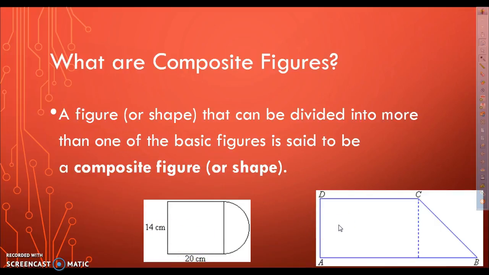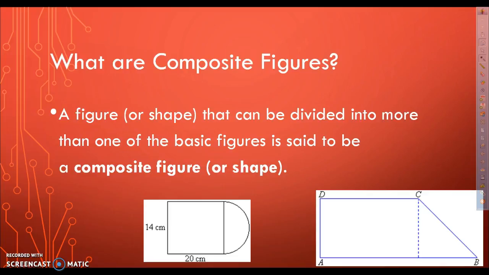Likewise, on the figure on the right-hand side, we have two different shapes. On the left side of this figure, we have a rectangle over here. And then on the right side, we have a triangle over here. So we can find the total area of this figure by finding the area of this rectangle, then finding the area of this triangle. So we can find the volume or area of composite figures by separating the different figures contained in each composite figure.